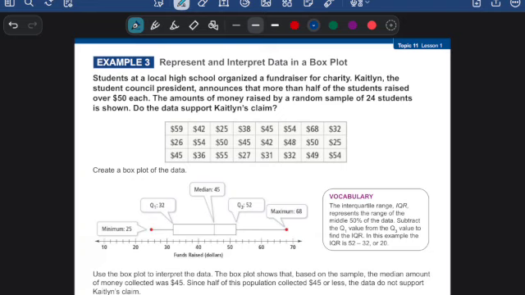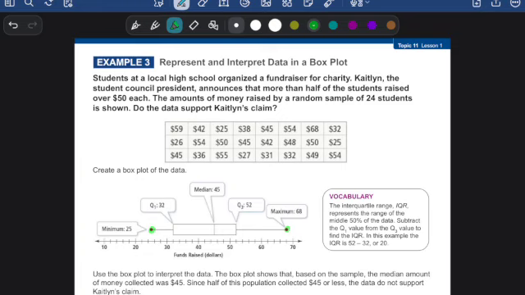To make a box plot, again, we're going to create a number line. So we create a number line, and it represents dollars raised. Then we're going to plot our minimum and our maximum. So plot your minimum and maximum values. They're going to be represented by dots. They're the endpoints of our box plot.